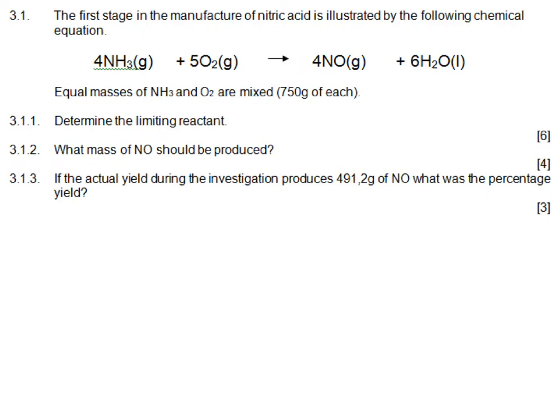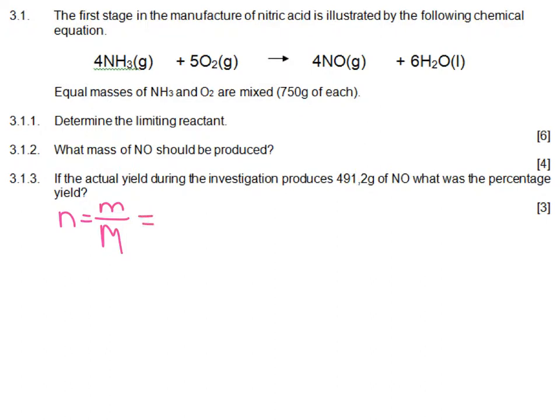The first stage of the manufacture of nitric acid is illustrated by the following chemical reaction. We put equal masses of both of them in and we're asked to determine the limiting reagent. So the first thing that we need to do is work out how many moles of each we have. Number of moles is equal to mass over molar mass.